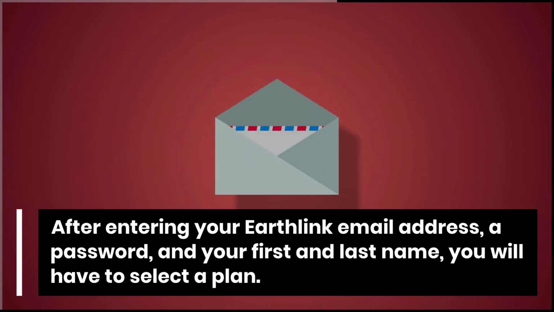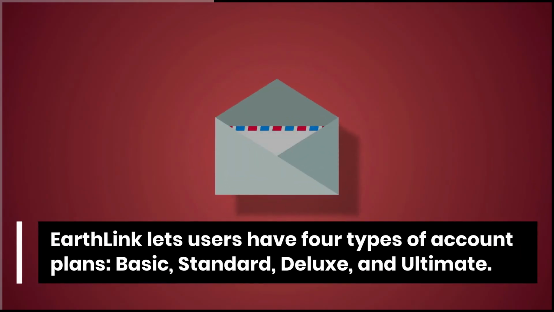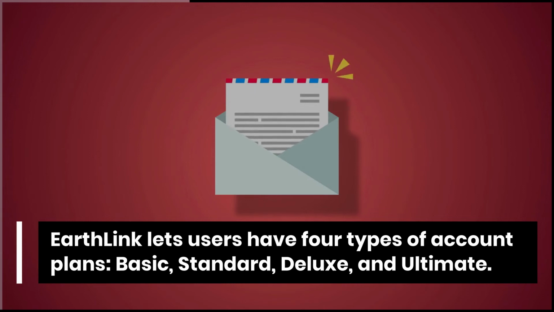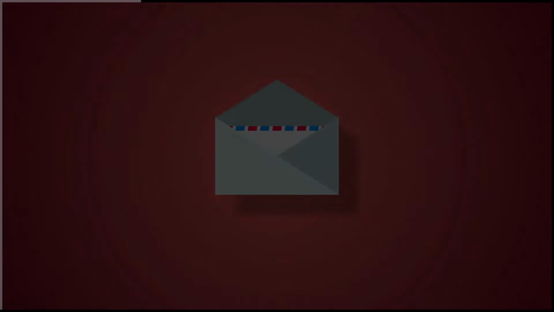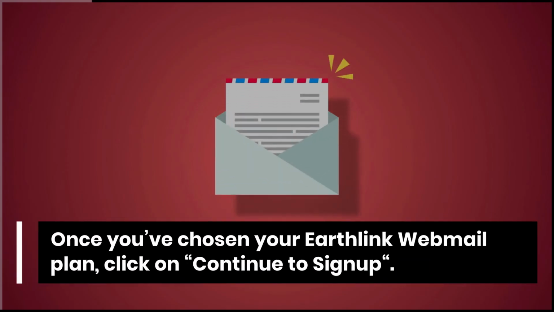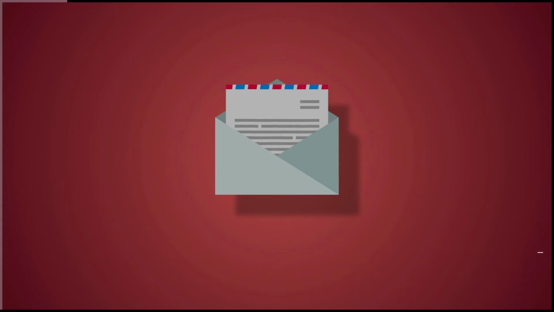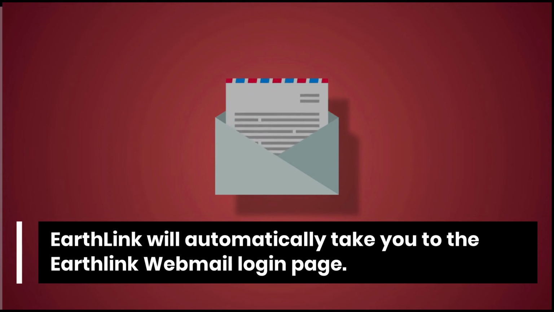After entering your Earthlink email address, a password, and your first and last name, you will have to select a plan. Earthlink lets users have 4 types of account plans: Basic, Standard, Deluxe, and Ultimate. Once you've chosen your Earthlink Webmail plan, click on Continue to sign up. Earthlink will automatically take you to the Earthlink Webmail login page.